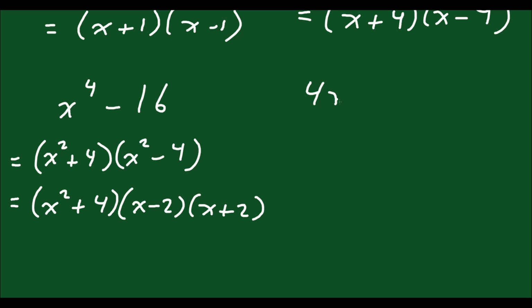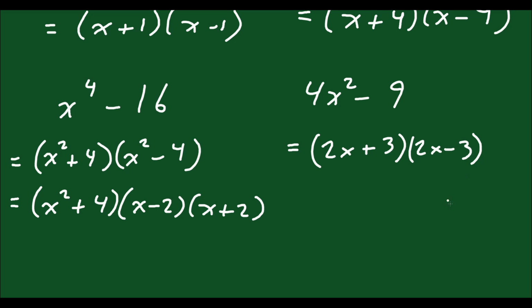Let's look at another one. What if you have 4x squared minus 9? Okay, well, now what's the square root of 4x squared? Well, it's 2x. So you put 2x there and there. Square root of 9 is 3, so I'll put plus 3 minus 3. Just like that.